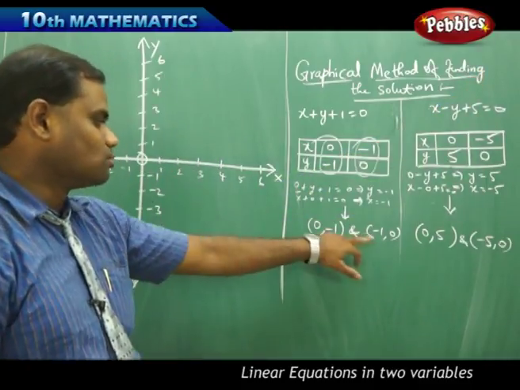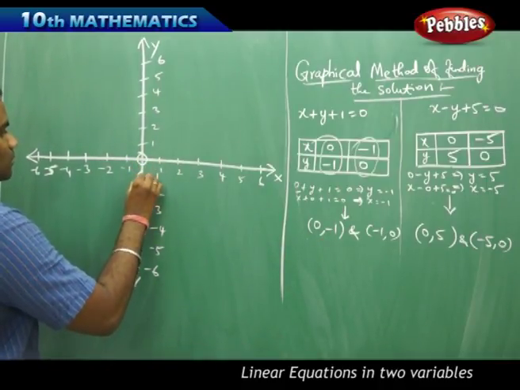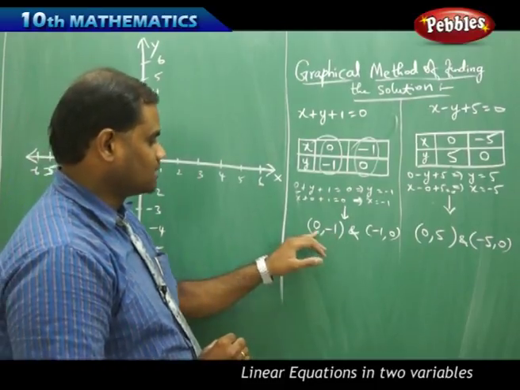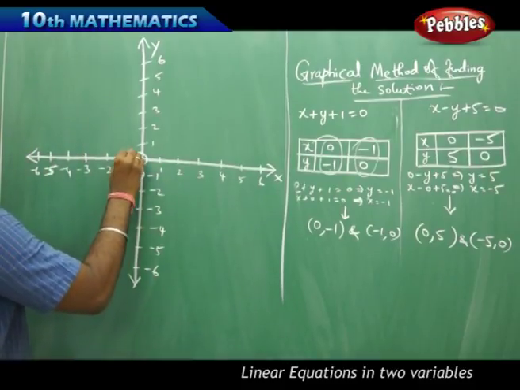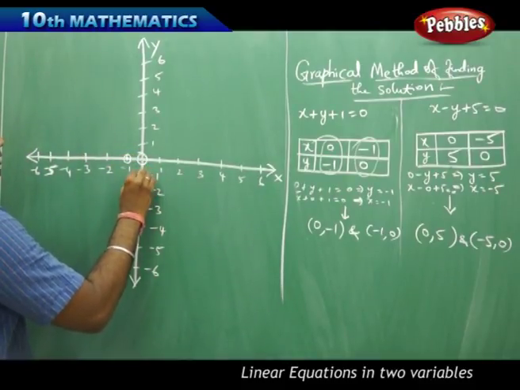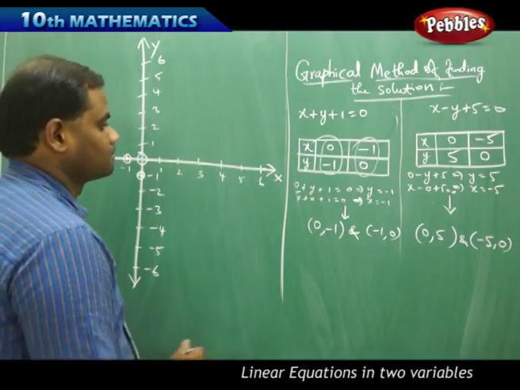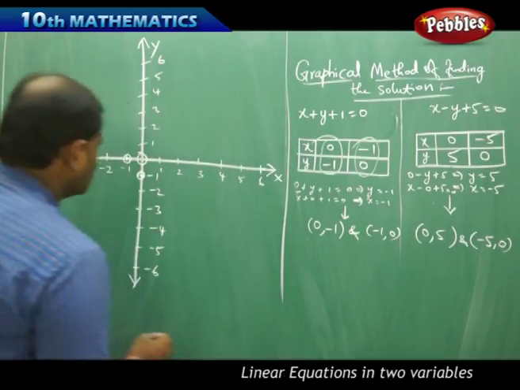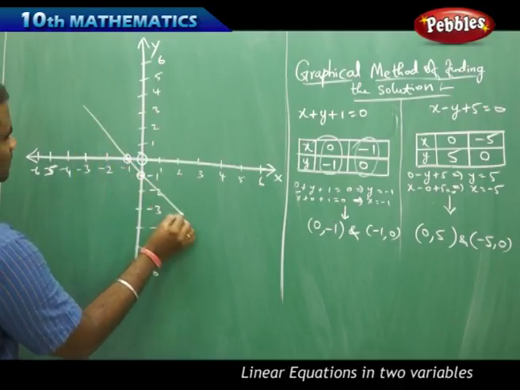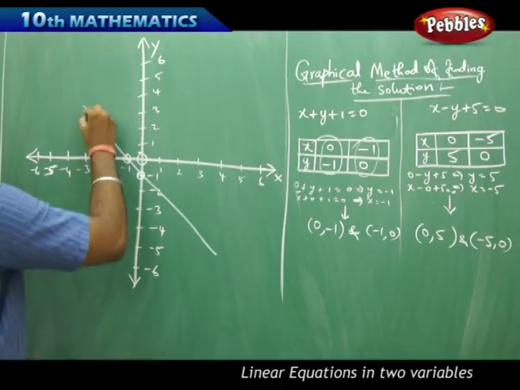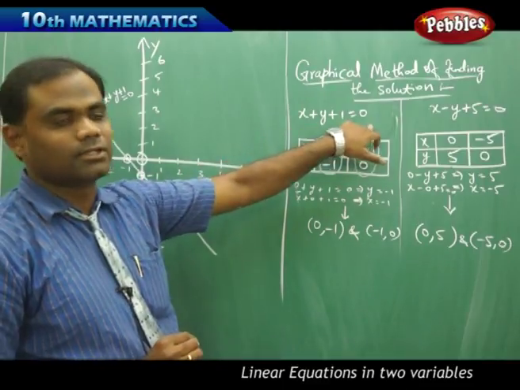So initially, to start with, these 2 points: 0, -1 comes down because these coordinates move along the y-axis and these move along the x-axis. And -1, 0 comes here, and 0, -1 comes here. When I intersect them, I get the coordinates. Similarly, I just join the points. And this straight line connecting them has the equation x plus y plus 1 equal to 0.